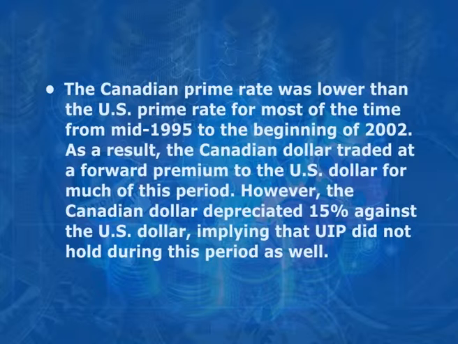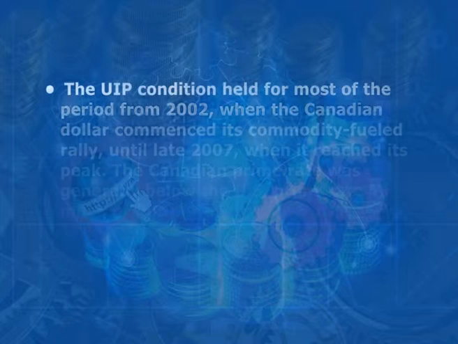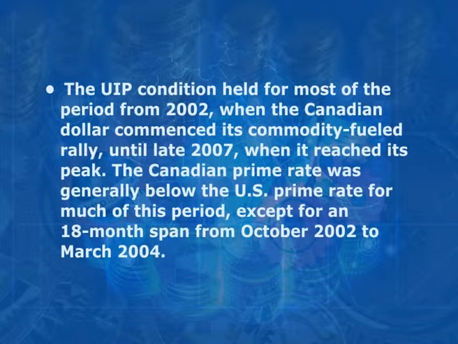The UIP condition held for most of the period from 2002, when the Canadian dollar commenced its commodity-fueled rally, until late 2007, when it reached its peak. The Canadian prime rate was generally below the US prime rate for much of this period, except for an 18-month span from October 2002 to March 2004.